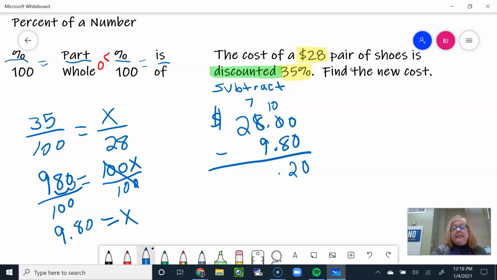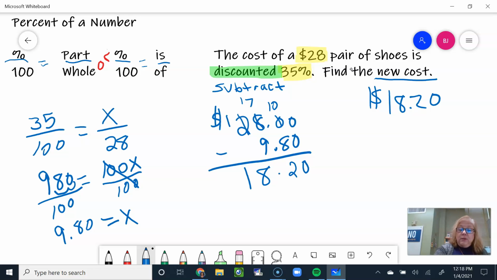And 7 minus 9, I can't do that, so I have to regroup once again. That becomes 1, and that becomes 17. And 17 minus 9 is 8. And 1 minus 0, because there's nothing there, would be 1. So our new cost is $18.20.